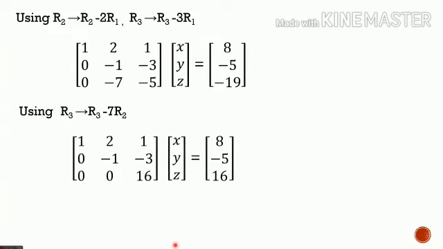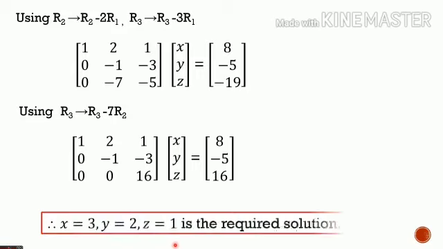Now using matrix multiplication, we will get x plus 2y plus z is equal to 8 as the first equation, minus y minus 3z is equal to minus 5 as the second equation, and 16z is equal to 16 as the third equation. Solving these 3 equations, we can get values of x, y and z. X is equal to 3, y equal to 2, z is equal to 1 is the required solution.